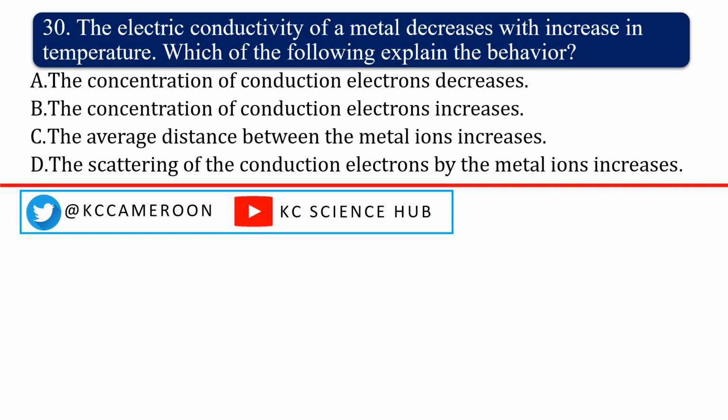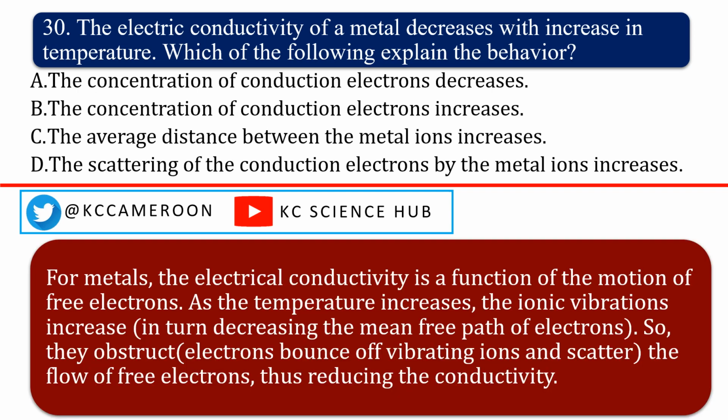The electric conductivity of a metal decreases with increase in temperature. Which of the following explain the behavior? I'm just going to give you the explanation here. For metals, the electrical conductivity is a function of the motion of free electrons.